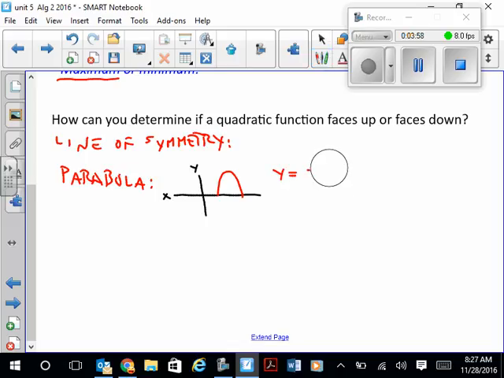All right. Next thing, line of symmetry. Every parabola is symmetrical. It's like our bodies. If you were to cut it in half, the same thing would be on the left and on the right. Where you cut it down the middle is called the line of symmetry. So the line of symmetry is where you cut the parabola right down the middle.